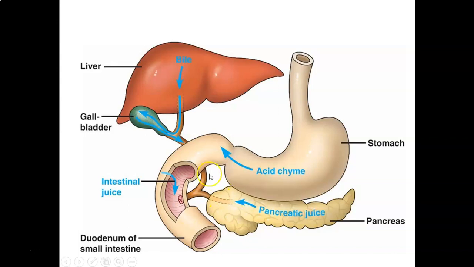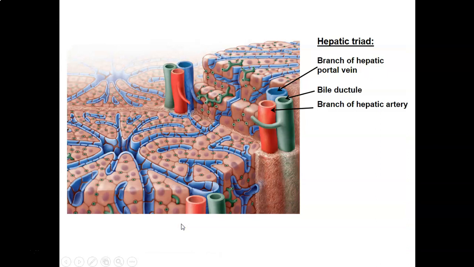There's also bicarbonate, which will neutralize the really low pH, the very acidic chyme. There will be buffers that will be released so that the digestive processes of the small intestine can work at a higher pH, which is necessary for them to work properly.